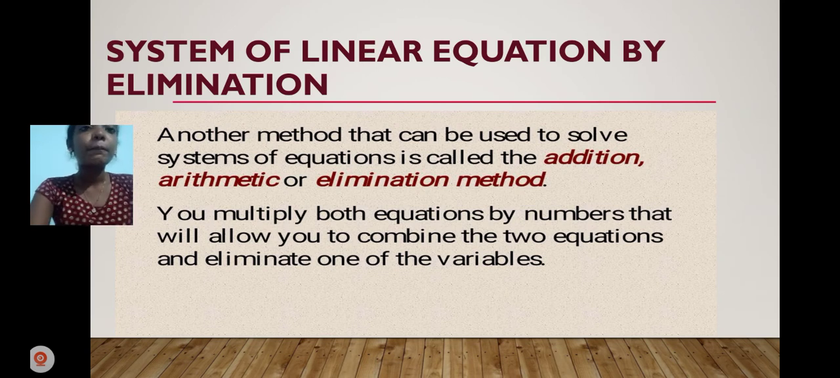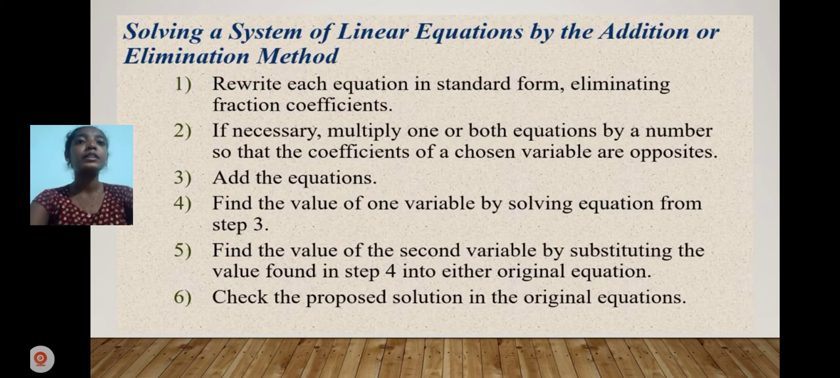The next topic is system of linear equations by elimination. Another method that can be used to solve a system of equations is called the addition or elimination method. You multiply both equations by numbers that will allow you to combine the two equations and eliminate one of the variables. The elimination method can be solved by these 6 steps.